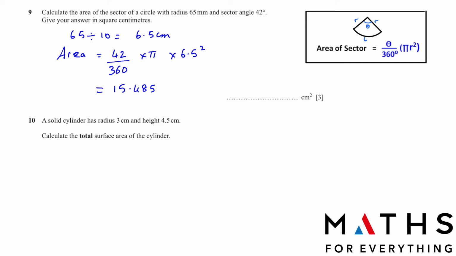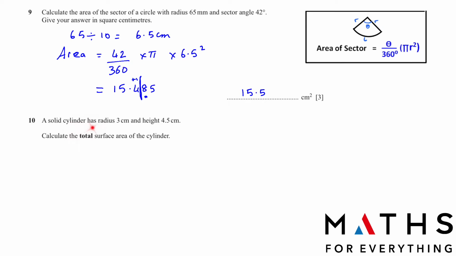15.485. You can round it to 1 decimal or 2 decimal. So I'm rounding it to 1 decimal. So make a line like this. If the number after the line is 5 or more, you add 1 to the previous number. So we will get 15.5 square centimeter.